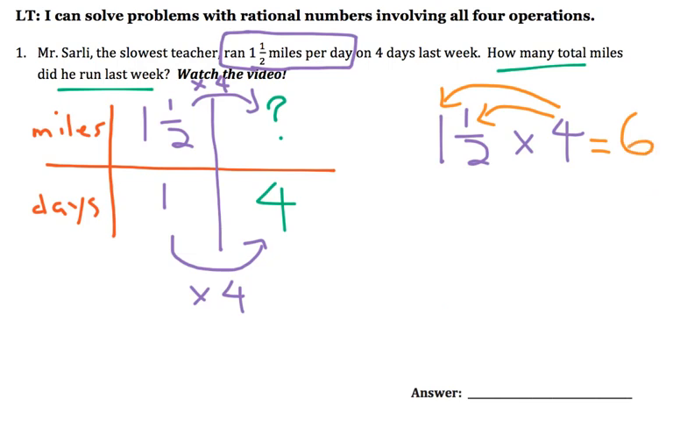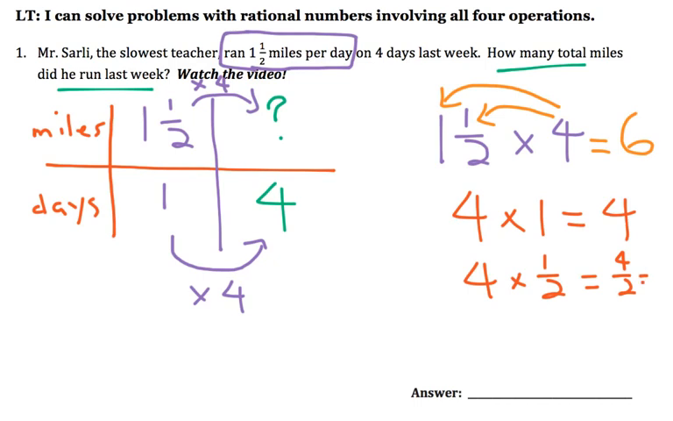And in case that was confusing, it kind of came out sounding confusing. 4 times 1 would be 4, and then 4 times 1/2, well, that's just 4 halves, which is the same as 2, and then 4 wholes and another 2 wholes would be 6. So in this case, the answer is, in 4 days, I ran 6 miles.